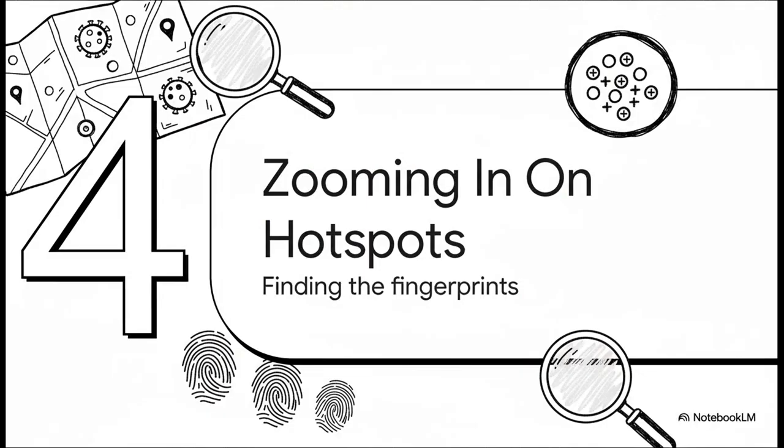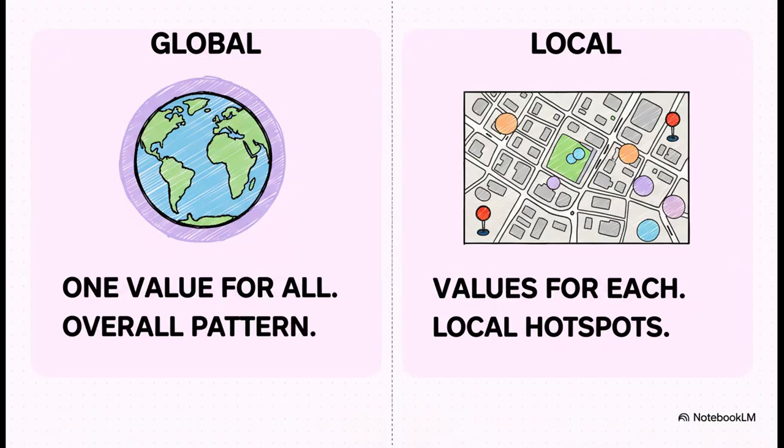And to find those specific streets, we need a whole new set of tools. It's time to put away that wide-angle lens and get out the magnifying glass. We need something called local statistics to find the actual fingerprints on the map, the exact locations of those clusters and outliers. This slide here just breaks it down perfectly.